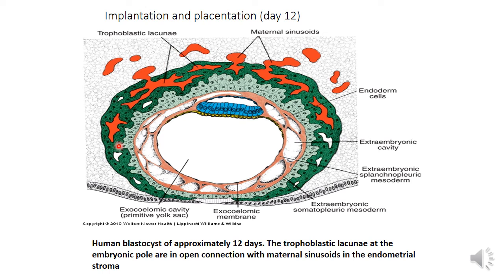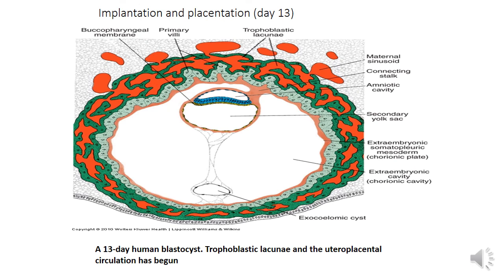As you can see, this will supply the developing embryo with nutrition and oxygen. With further development, you can see that almost all the lacunae are filled with blood, and this is named the utero-placental circulation. This begins to act to provide the developing embryo with oxygen and nutrition.